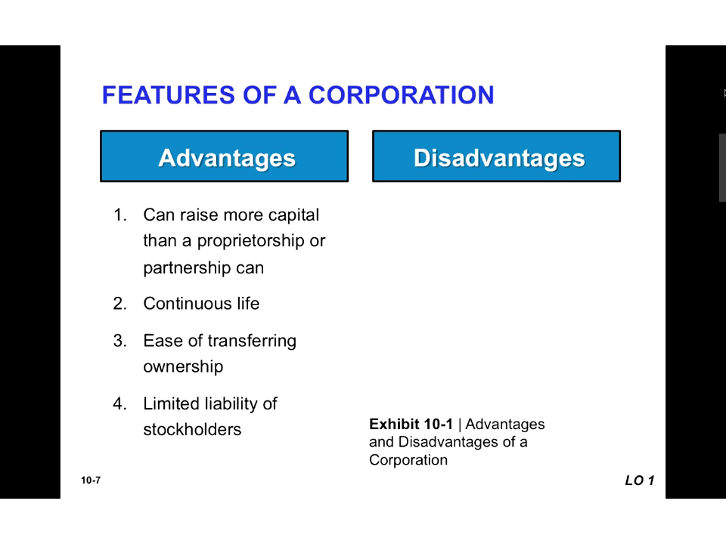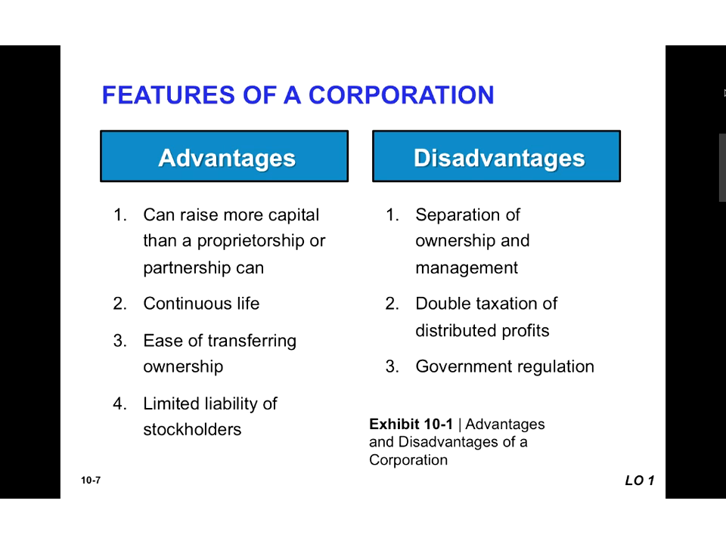Okay, we can make it easy to raise capital. Anyone can buy our corporation, buy our stock. Continuous life, it doesn't go out of business, it doesn't get dissolved if someone dies. We can transfer ownership easily, and then finally, limited liability for stockholders. There's a couple big disadvantages to having a corporate form of business. The first one is owners and management are separate, and the reason that's a disadvantage is they can have different goals. Owners want the maximum return. Management might have their own agenda. They want to maximize their personal return, which may not be the same. The biggie is double taxation.